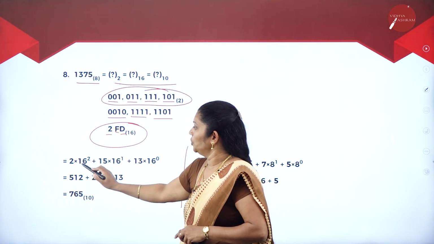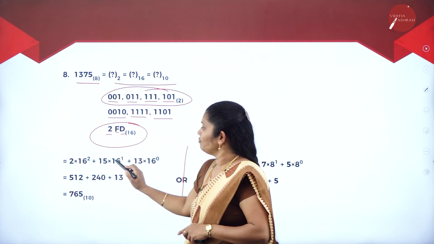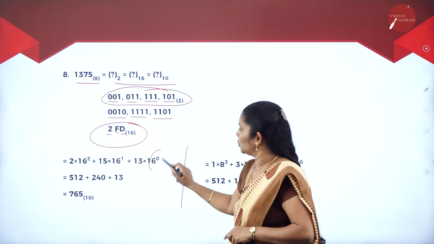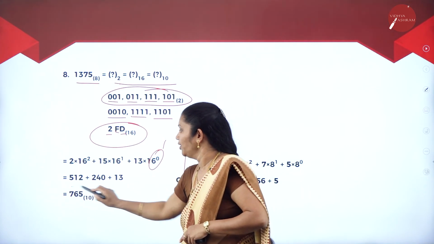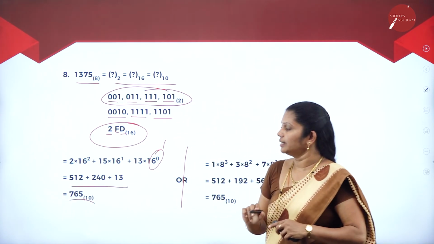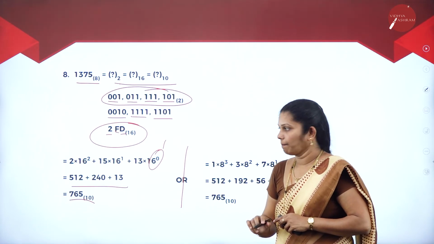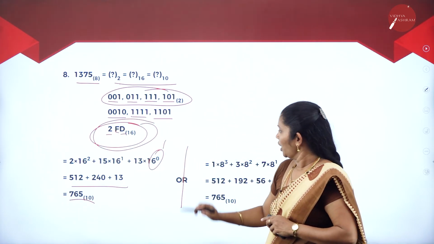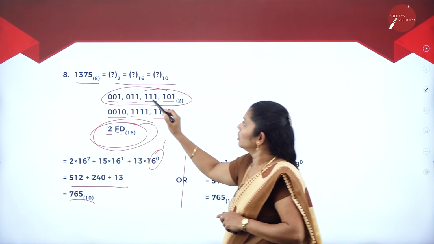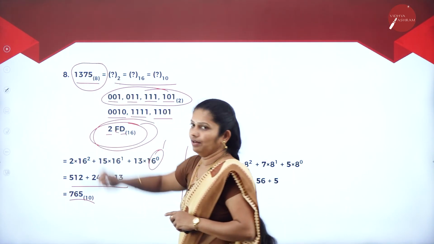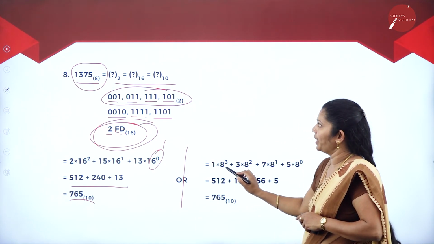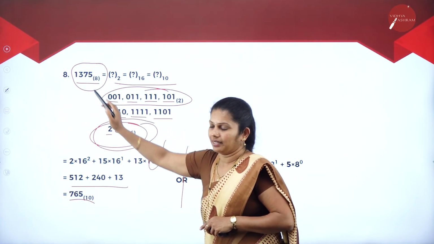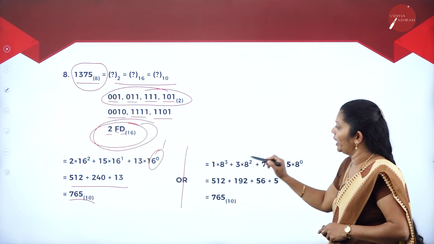Then 2 into 16 square is 512, 15 into 16 to the power of 1 is 240, 13 into 16 to the power of 0, which is 1, is 13. When I add, we get the result 765. That means here we used the hexadecimal number. If you want, you can use the octal number also. If it is an octal number, then 1 into 8, plus 3 into 8, plus 7 into 8, plus 5 into 8, increasing the power 0, 1, 2, 3.